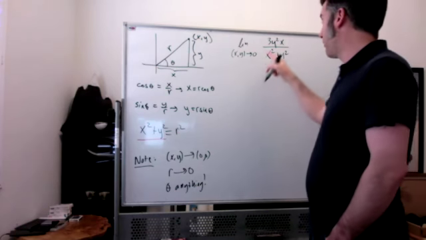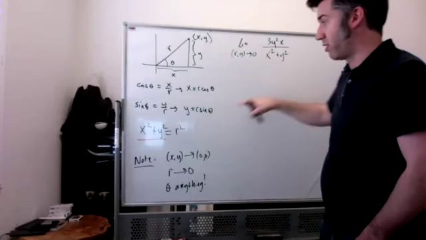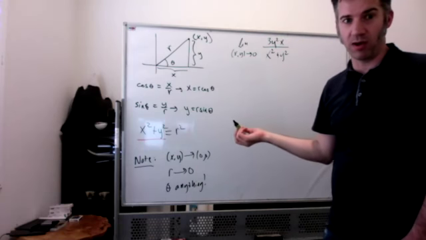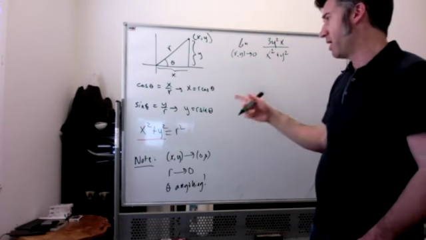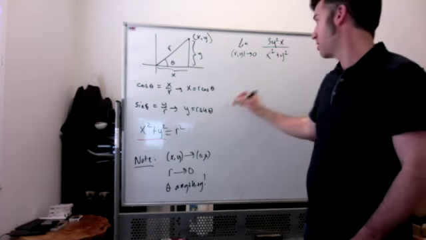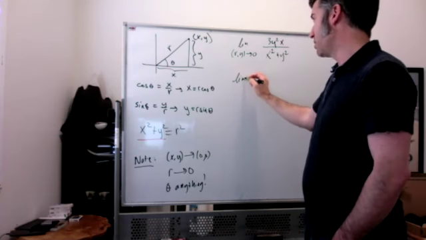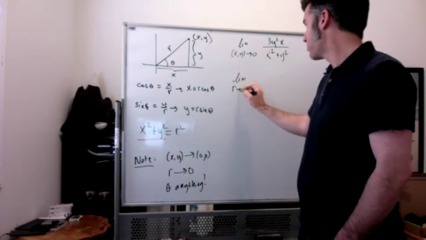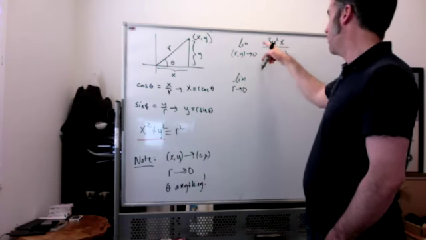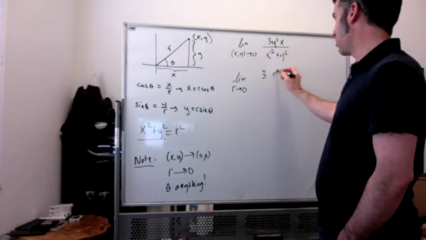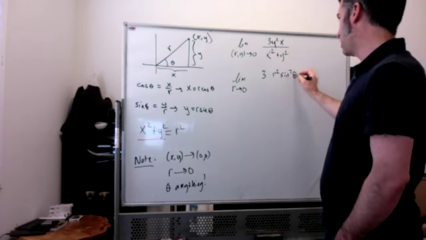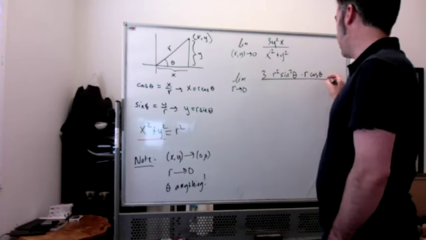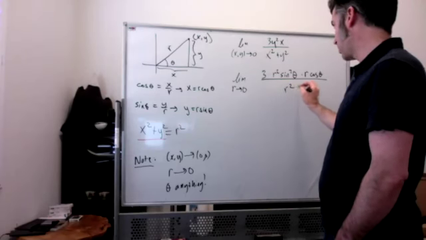So I'm going to replace every x squared plus y squared with r squared, and every individual x and y with r cosine theta and r sine theta respectively. X is r cosine theta, y is r sine theta. So I'm going to rewrite this as the limit as r goes to 0 of 3 times r squared sine squared theta times r cosine theta divided by r squared.